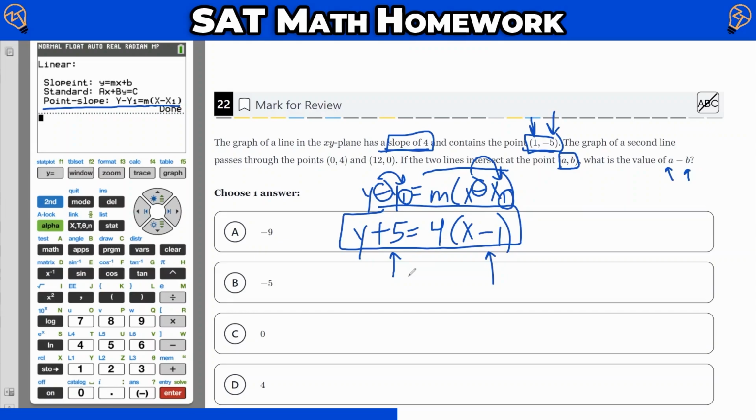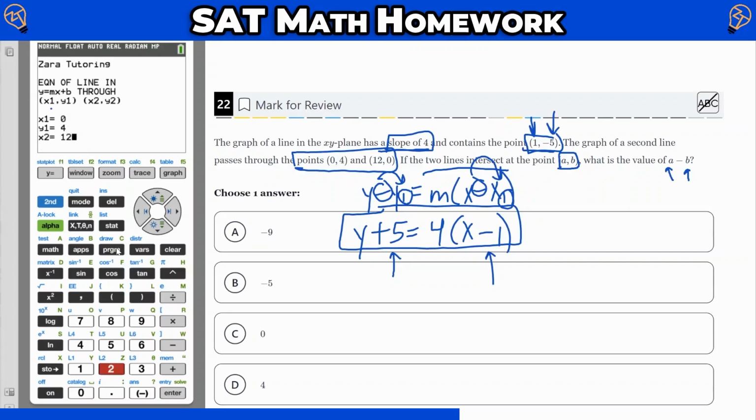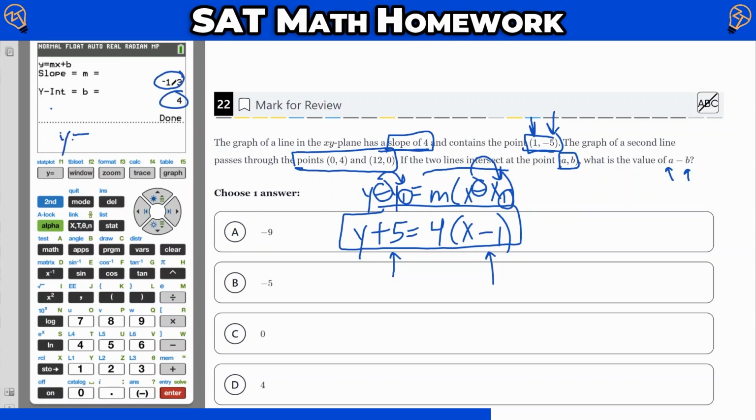And then for the second line, they say it goes through these 2 points. Now there's a couple ways you could find the equation of that line. However, to me, the easiest way is going to be using our program slope in. So let's go to that program number 3, and then we'll just type in these two ordered pairs. So 0, 4, and 12, 0. And that gives us the equation of the line in slope intercept form. Notice they're saying -1/3 is the slope, 4 is the y-intercept. So we have -1/3 x plus 4.